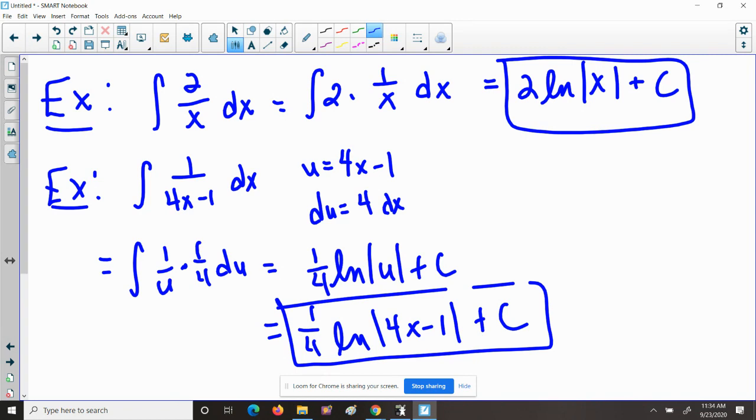Now, notice that we could take the derivative to check our answer and make sure that it works. 1/4 times u prime over u would be 4 over 4x minus 1. The 4 over 4 would cancel, and you'd have 1 over 4x minus 1. So it does work. You can work backward really quick if you would like to check your answer and make sure it makes sense.